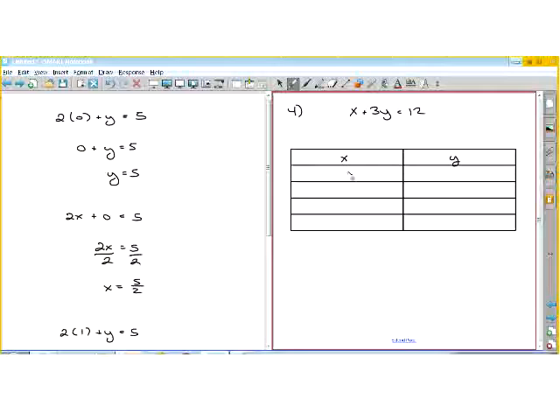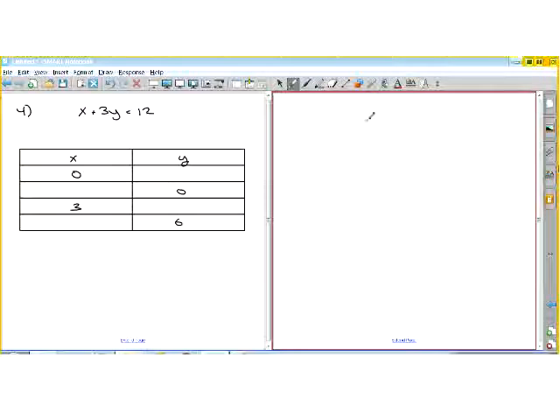So if we look at 4, the first one is we're given x equals 0. We need to figure out what y is. We're given y equals 0 to figure out what x is. The third point, we're given 3. We need to figure out y. And then we're given 6. We need to figure out x. So those are the things we need to fill in. So again, we start with our equation, and then we just plug in whatever these are.